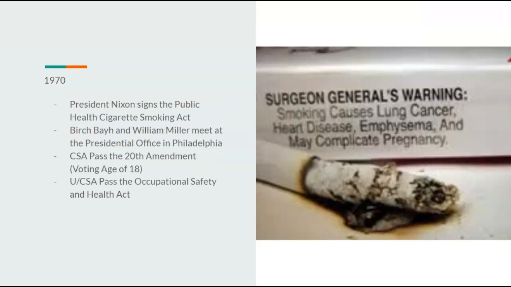President Nixon would sign the Public Health Cigarette Smoking Act, and President Baugh, who is a populist and does support the poor man's revolution, meets up with William Miller in the presidential office in Philadelphia, which is the capital of the Union. And the CSA passes the 20th Amendment, which lowers the voting age to 18, and the USCSA passed their own version of the OSHA Act.